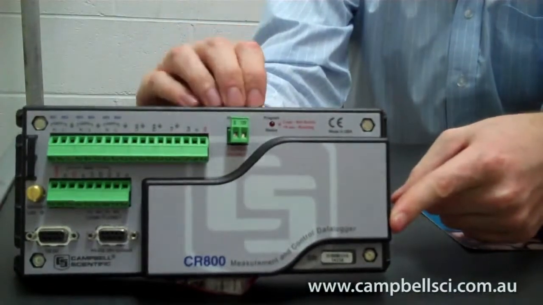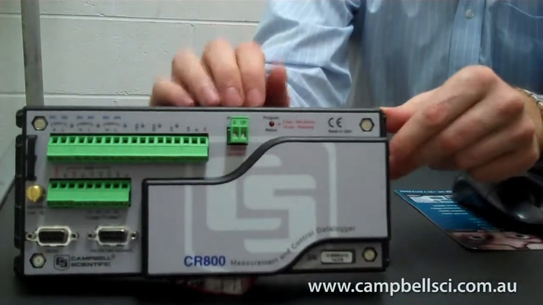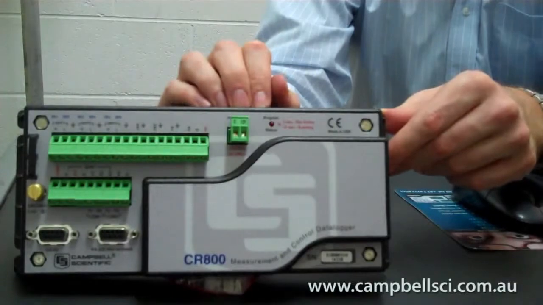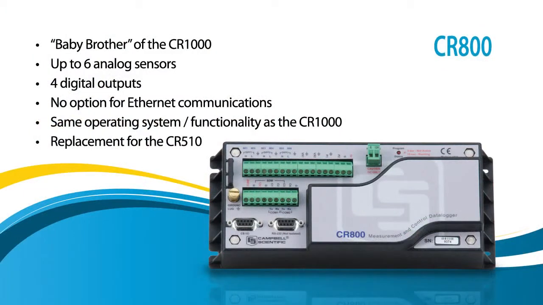It's also missing a peripheral port, so you can't connect an Ethernet cable to this one, and you can't expand its memory with a compact flash card. Otherwise, the programming is the same. It uses the same programming language, all the same instructions are supported. It supports DNP3 and it supports Modbus as well. Now for those of you who are used to the older loggers, this has replaced the CR510. This is the CR800.